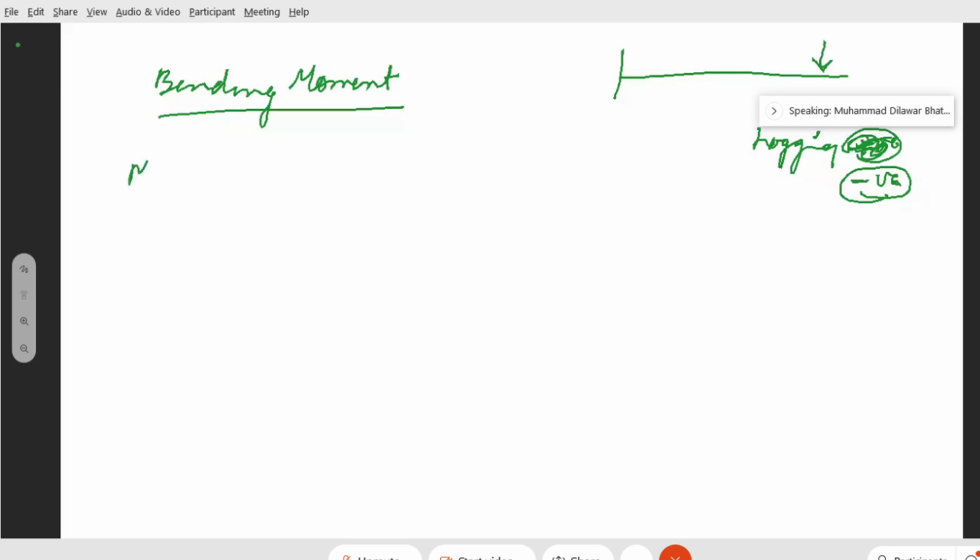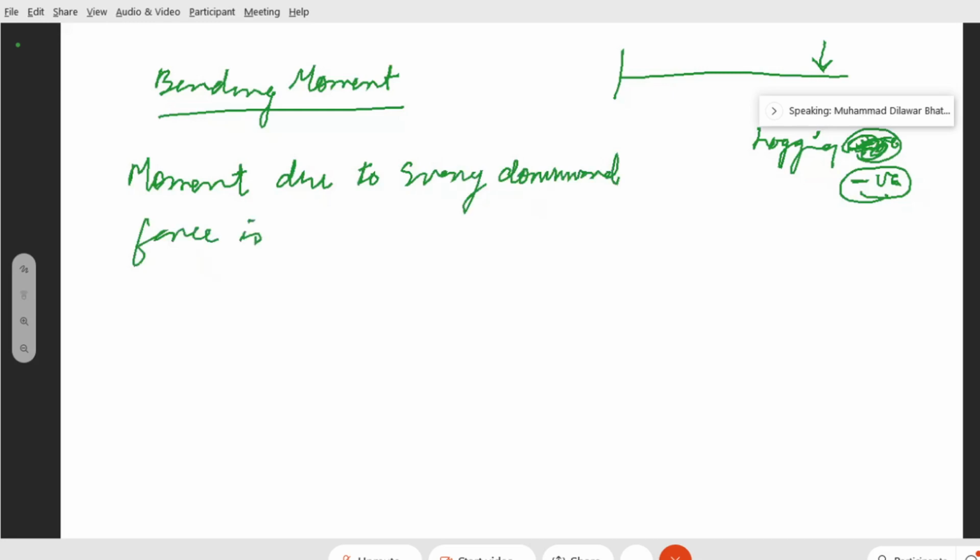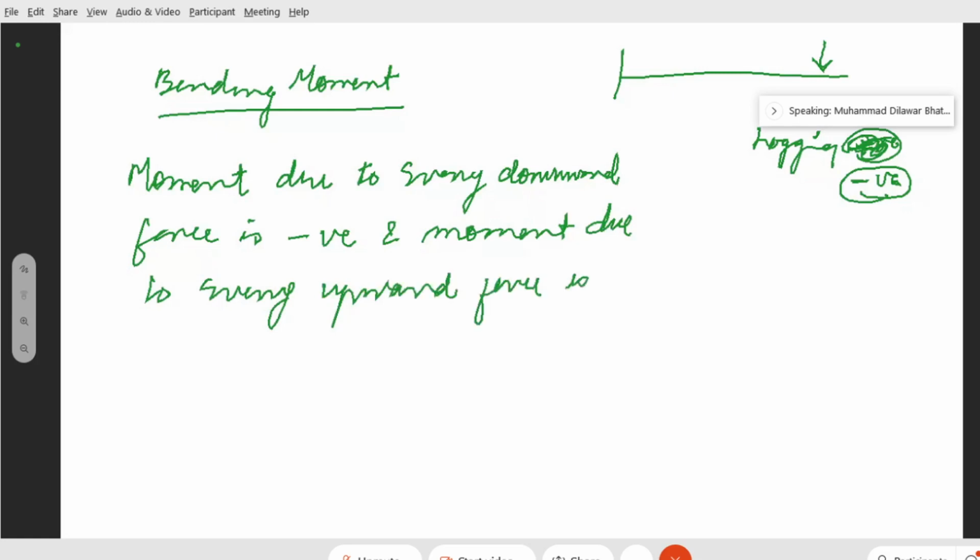And then while we have to calculate the moments, here we can simply say moment due to every downward force is negative, and moment due to every upward force is positive.